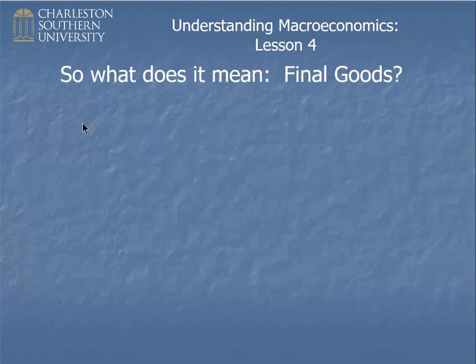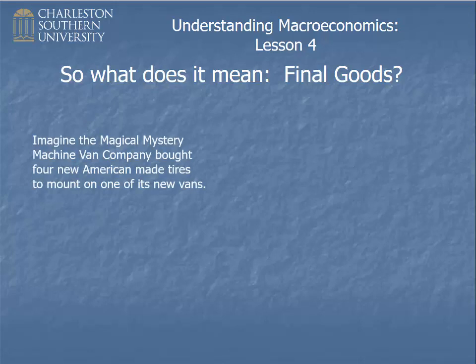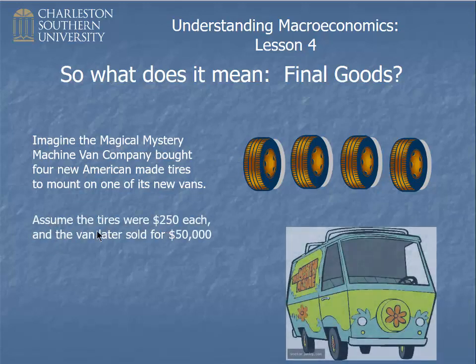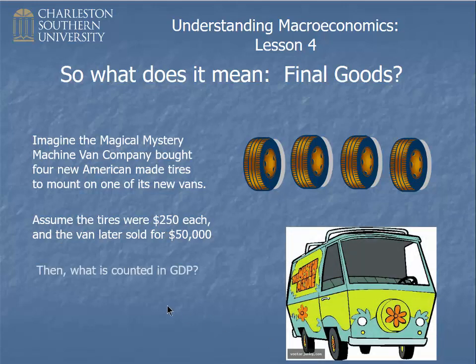Now, what does it mean, final goods? So I created a separate slide to make sure you understand what final goods is all about. Imagine that the Magical Mystery Machine Van Company bought 4 new American-made tires to mount on one of its new vans. So this company buys these tires, and let's assume the tires were $250 each, and the van later sold for $50,000. So the tires are on the van now. So now the question is, what is counted in GDP?